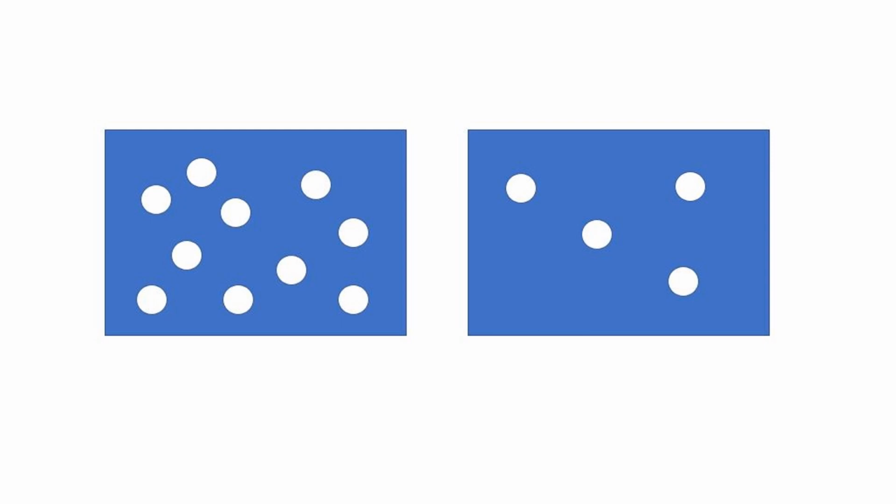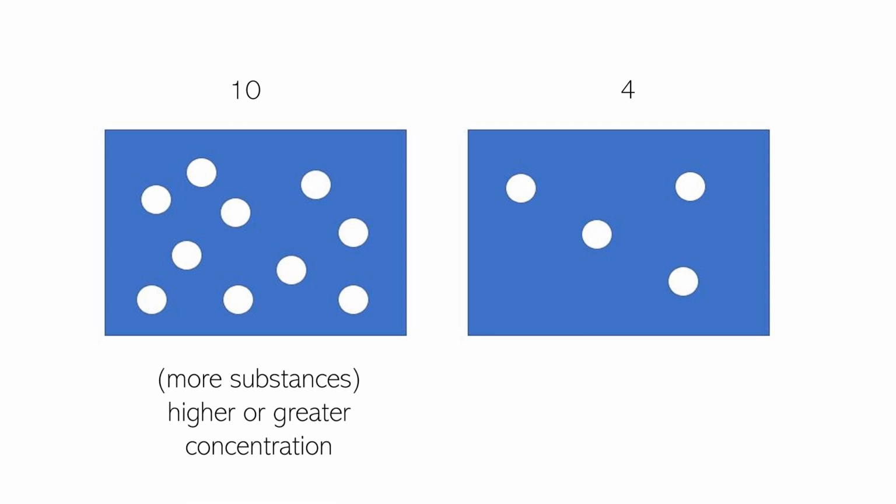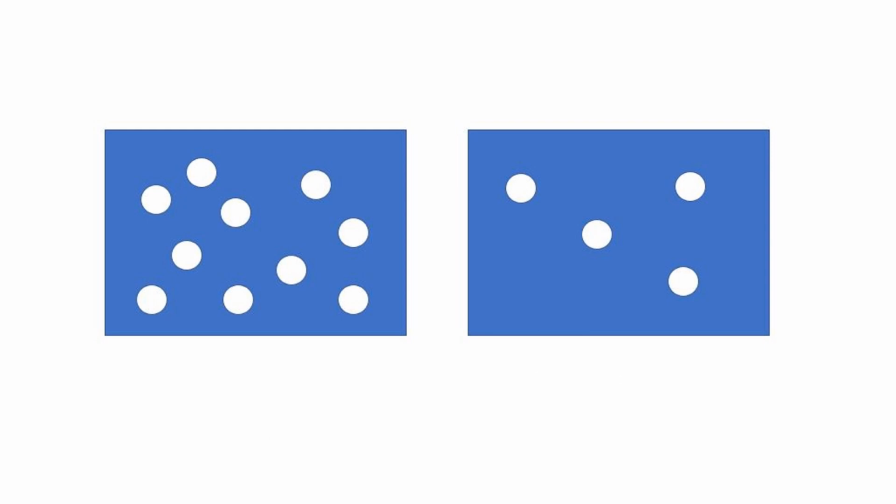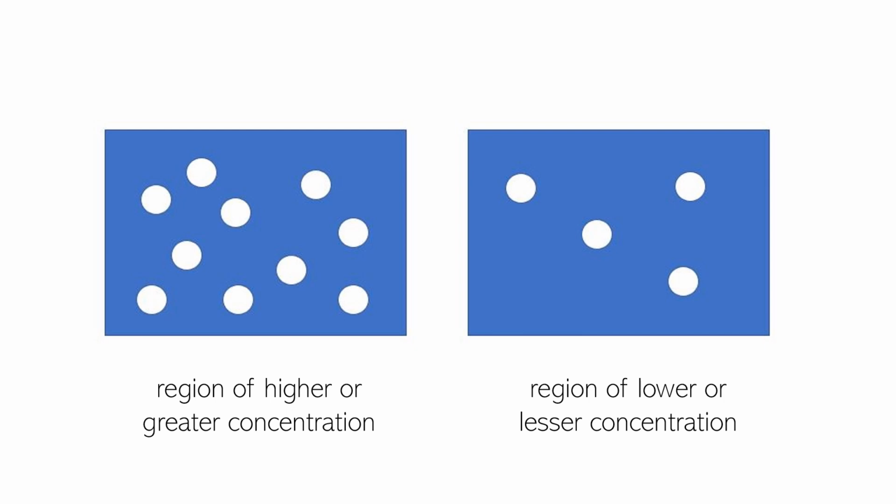Concentration of substances. The region or area, as represented by the rectangle on the left side, has more substances than the right side. The left has 10 and the right has 4. So we describe the area on the left side with more substances as higher or greater concentration, and on the right, which has 4, as lower or lesser concentration. Let us not forget that the rectangle represents the area or region where the substances are concentrated.